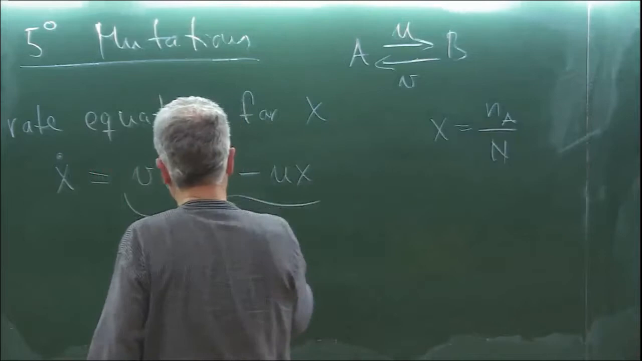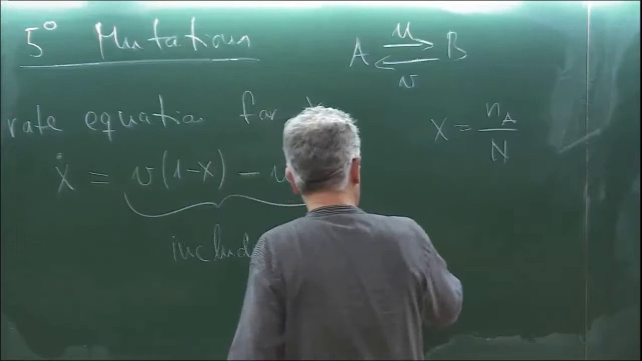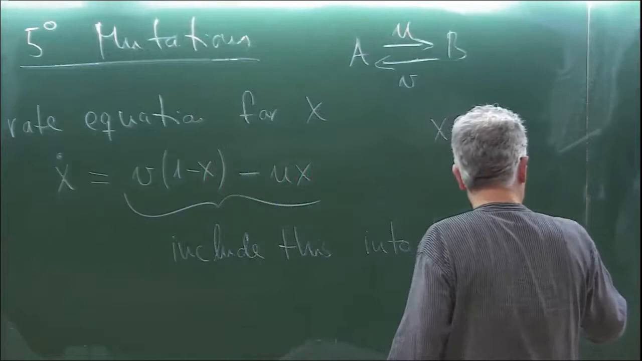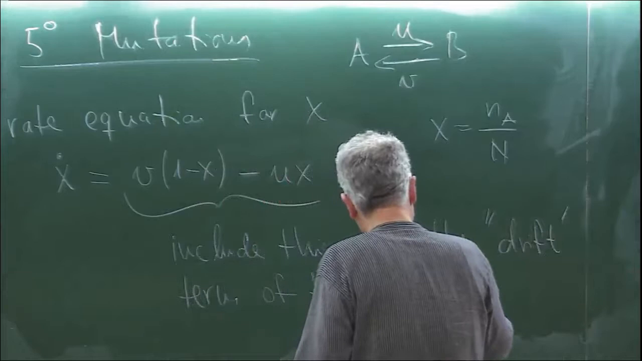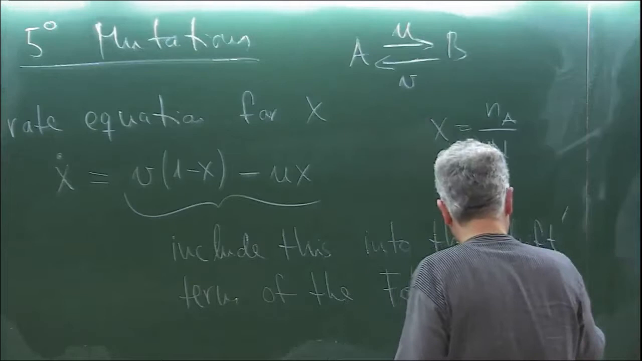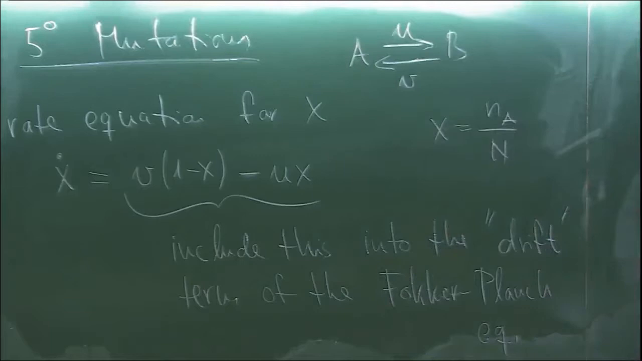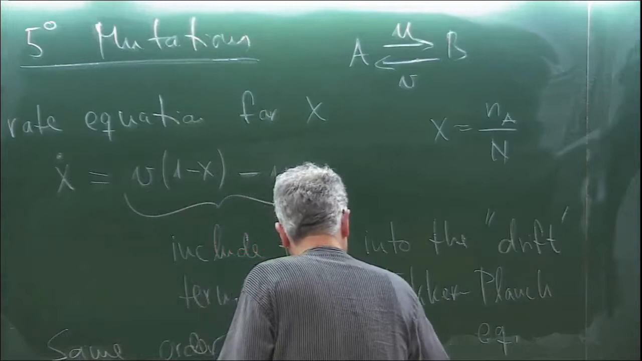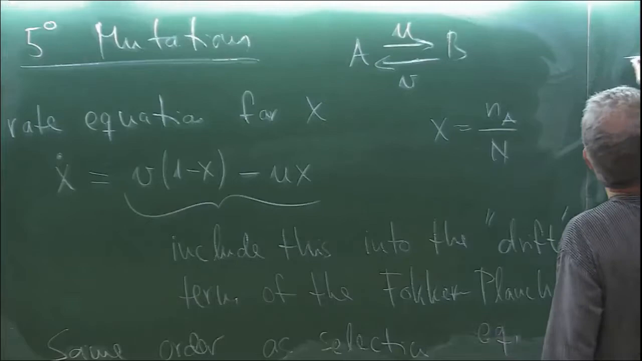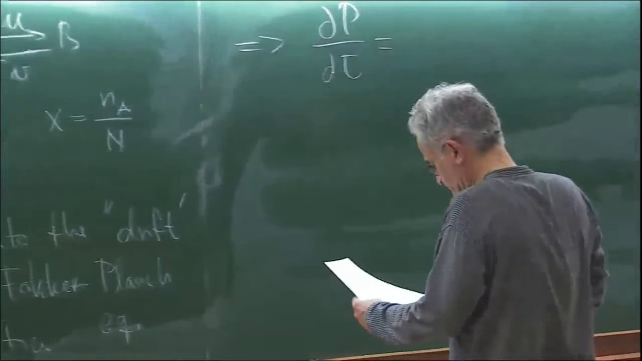So this has to be included into the drift term, drift here meaning that of the Fokker-Planck equation. And if you do the calculation, you find that this will again give you a contribution that is of the same order in N as the selection term. And so if you do the rescaling, the equation that you get, again in rescaled time, will now look like this.